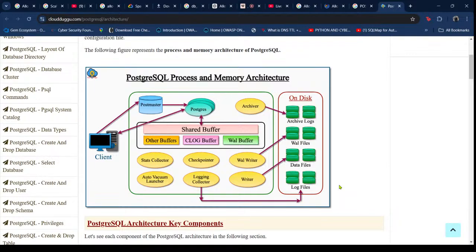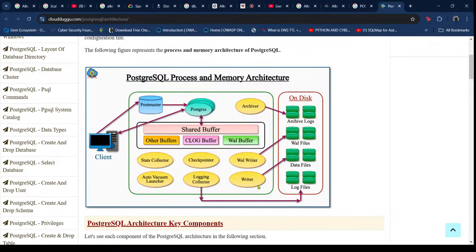Okay, I saw that video earlier, I guess. I think this is the WAL files which we are discussing, the write-ahead log files. This WAL writer is inside the Postgres memory architecture and process architecture. There is a shared buffer, clog buffer, WAL buffer. There are a lot of jargons in this. So you can see the WAL files are written on the disk. On disk it's saying, right?